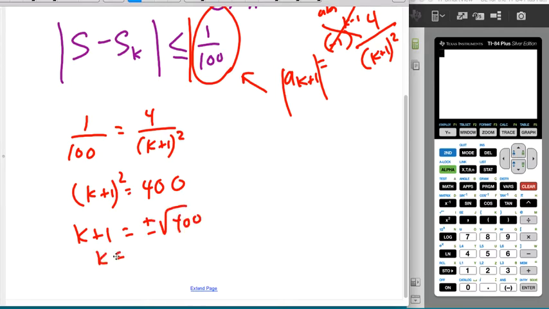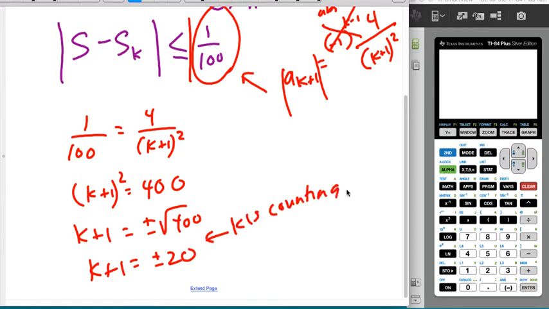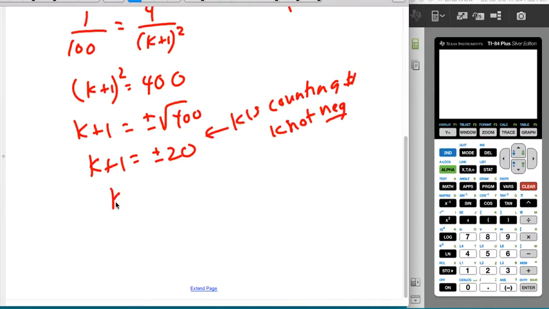So technically, k plus 1 is equal to plus or minus 20, but you can't really have a negative 20 because k is a counting number. So while it technically is true that this is a plus or minus, k is a counting number, right, or a natural number. So k is not negative, right? You can't have a negative counting number. So we're saying that k plus 1 is equal to 20. We're looking for k equal to 19.